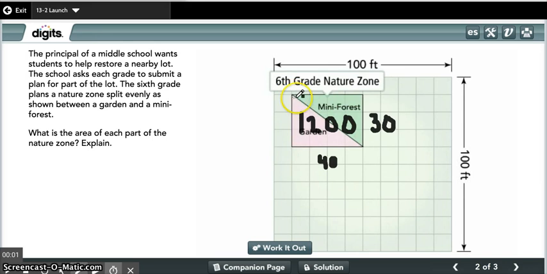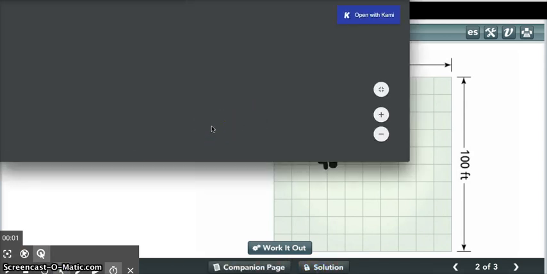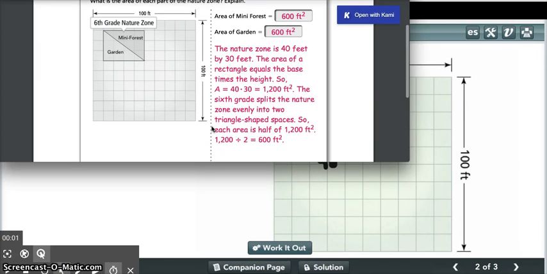But if I'm going to cut this in half, I can then find out what half of 1200 is. Well, I'm going to cross out the 1200 because now I need half of it. Half of 1200 is 600. So I can say, okay, well, the garden side will be 600 square feet and the mini forest will be 600 square feet. And now we have our answer. Let's go ahead and pull up the solution page so you can take a look if you'd like to. Pause the video here if you would like to take a look at this a little bit longer.